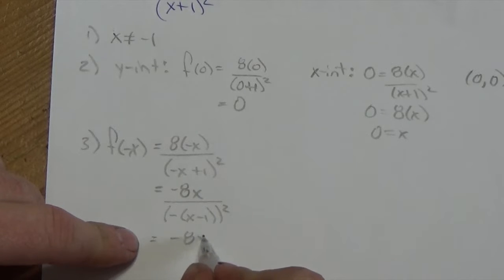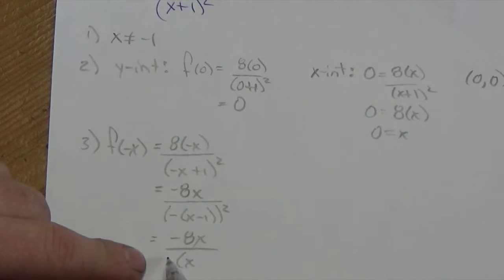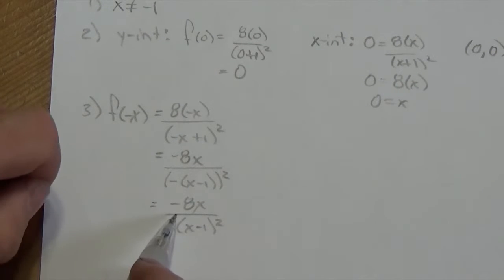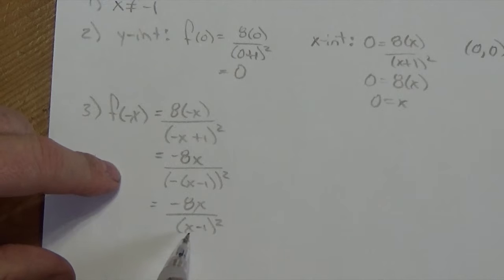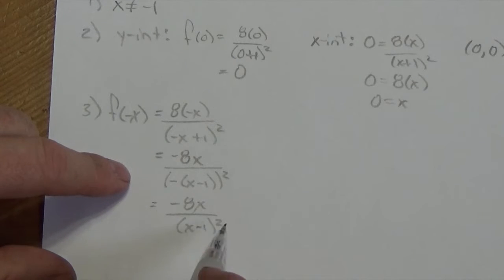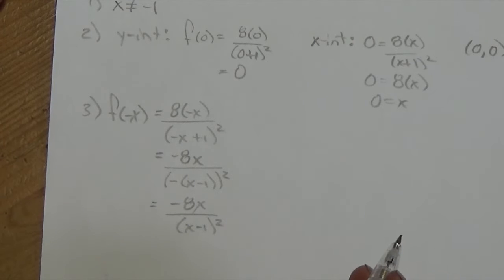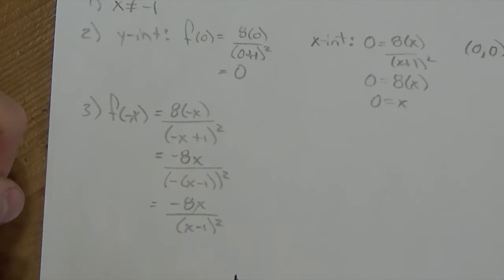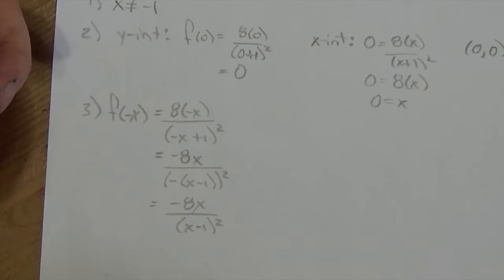But when I do that to the negative 1, that's a coefficient, negative 1 squared is simply going to become positive 1, and so it disappears. And so I'm left with, when I plug in a negative in here, negative 8x over x minus 1 squared, which isn't the negative of the original function. It's also not exactly equal to the original function.